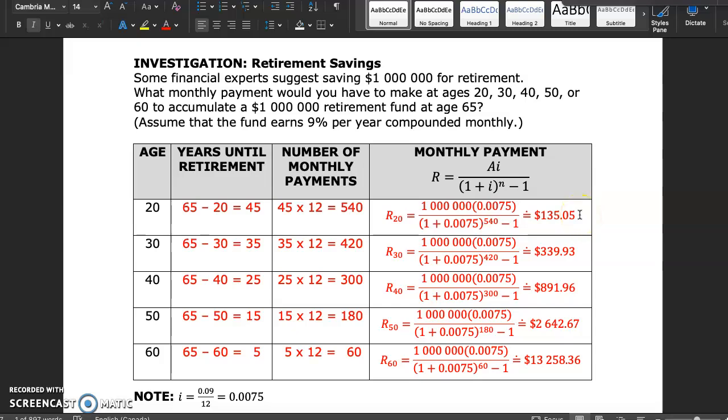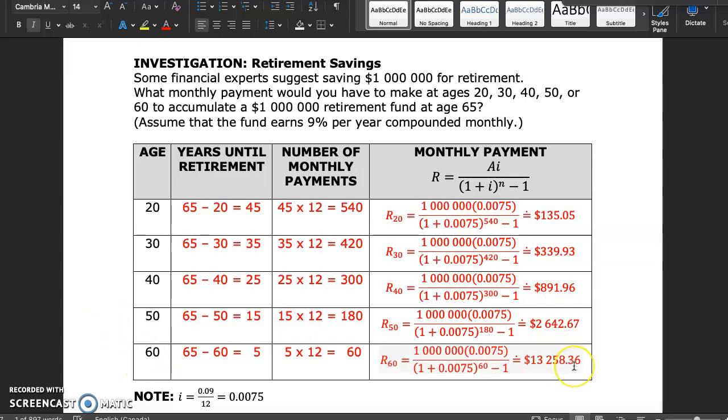The regular payment for each, in order that they'll each have a $1 million retirement at age 65. But the monthly payment in each scenario differs dramatically. And we would expect this because if you start saving at age 20, there's more time to save up money, and that is collecting interest. But we're seeing the exact effect by looking at these numbers on the right-hand side.